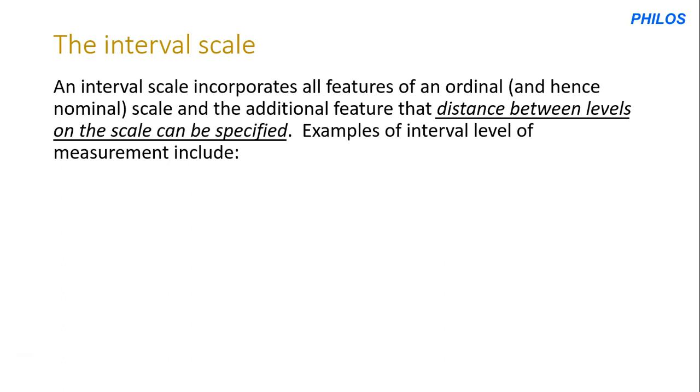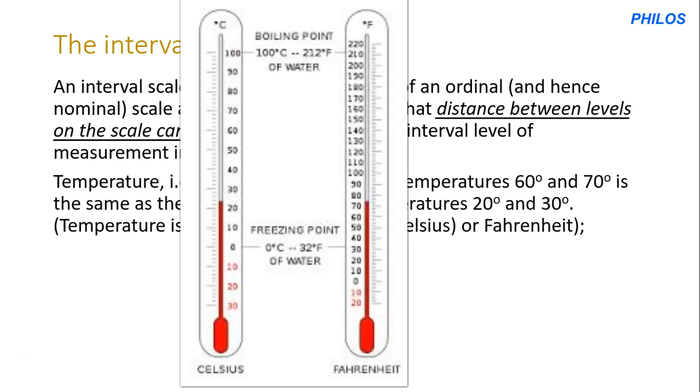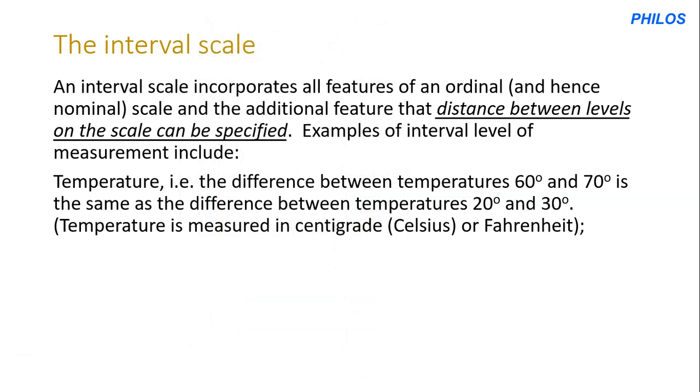What makes this different from the ordinal level of measurement is that the distance between levels on the scale can be specified, or there's a prescribed difference between the ranks. For instance, let's take temperature. The difference between temperatures of 60 and 70 is the same as the difference between temperatures of 20 and 30.